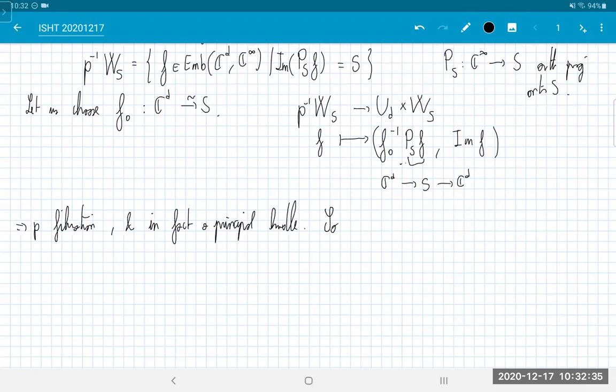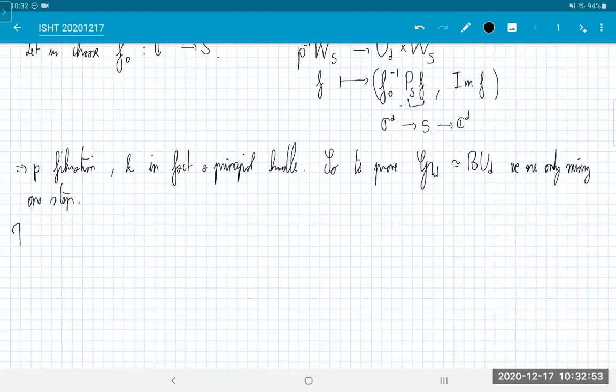So to prove GRD is equivalent to BUD, we are only missing one step, which is the following proposition. VD is contractible.